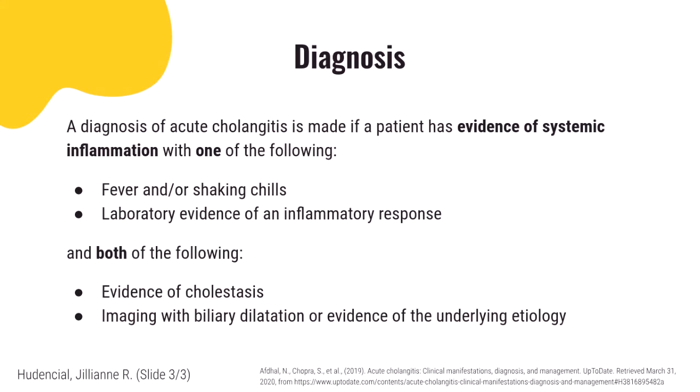A diagnosis of acute cholangitis is made if a patient has evidence of systemic inflammation with one of the following: fever and/or shaking chills, laboratory evidence of an inflammatory response such as leukocytosis and elevated CRP. In addition, both of the following must be present: evidence of cholestasis reflected in the elevated bilirubin (ALP or GGT), and imaging with biliary dilatation or evidence of the underlying etiology, such as a stone, stricture, or stent.